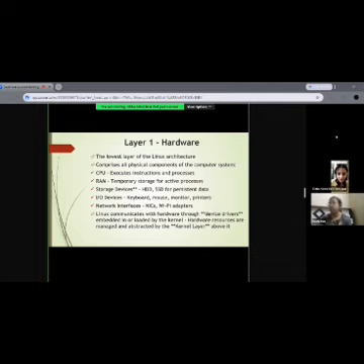So the first layer is hardware. It is the lowest layer of Linux architecture. It includes all the physical components such as CPU, RAM, storage devices, input output devices, and network interfaces. Linux communicates with this hardware through device drivers which are managed by the kernel.